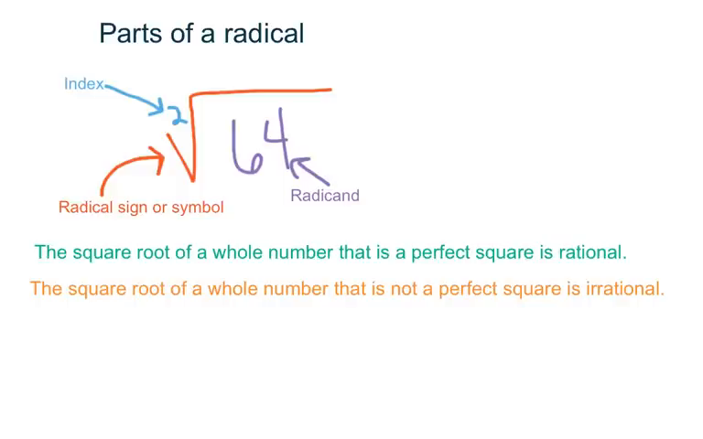When you take the square root of a whole number that's not a perfect square, the result is irrational, which means, again, an irrational number is a number that, in decimal form, does not repeat and does not end. Let's make a list of rational and irrational examples of square roots.